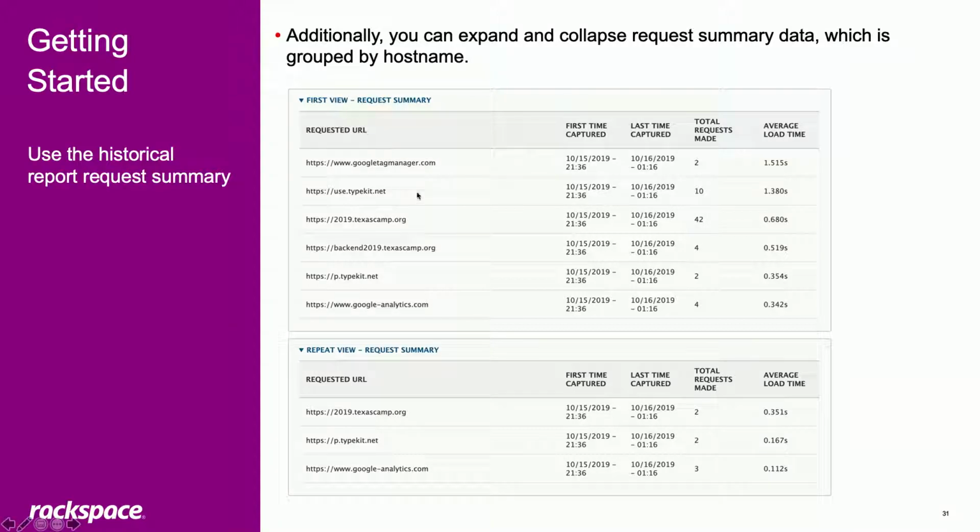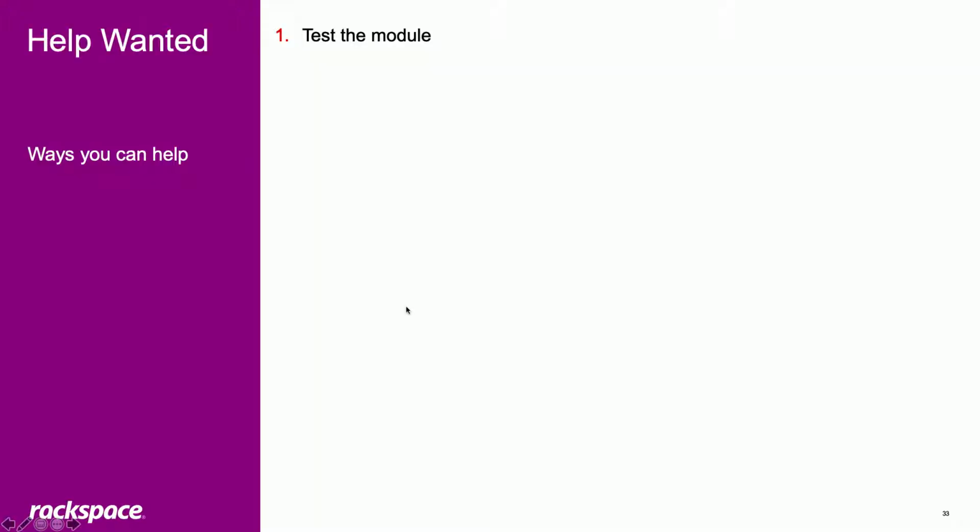You can also look at all the connections that are being made, on an individual connection and also in a summary, so you can see Google Tag Manager, Typekit, all this stuff. It's here.